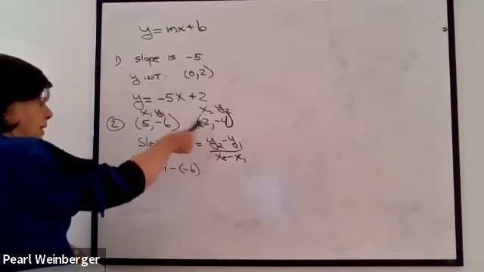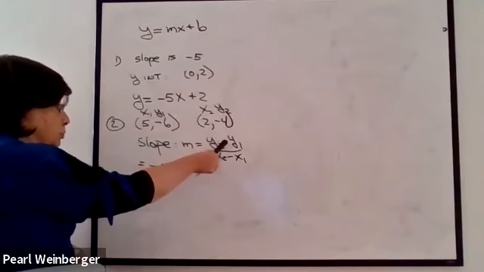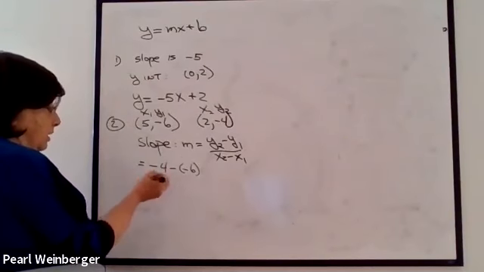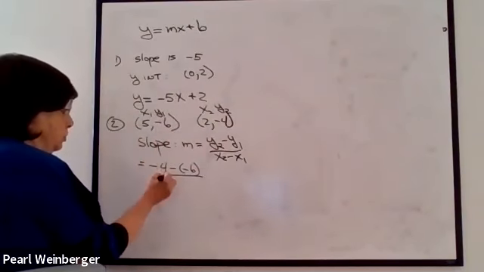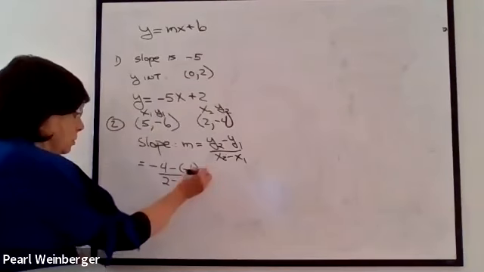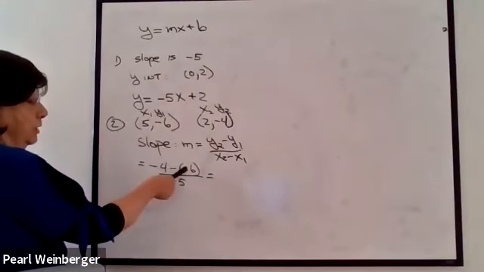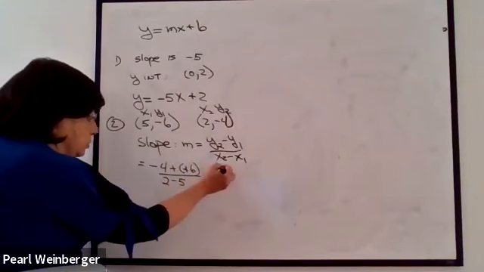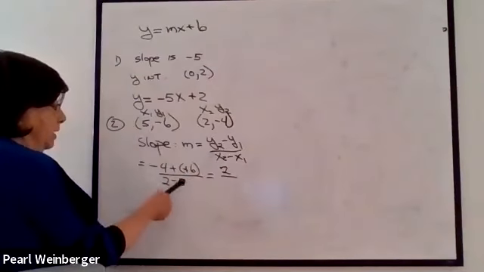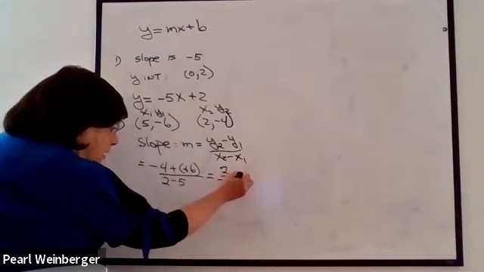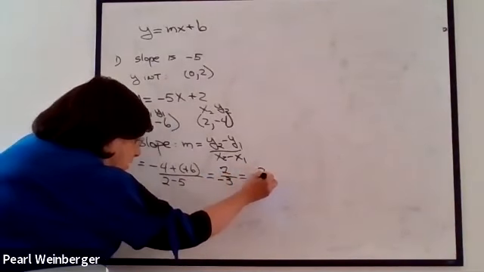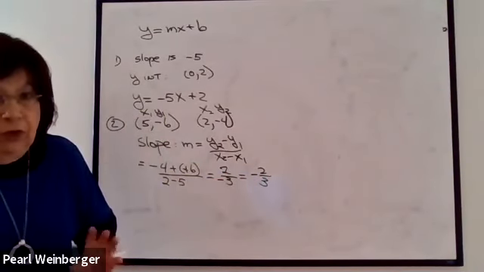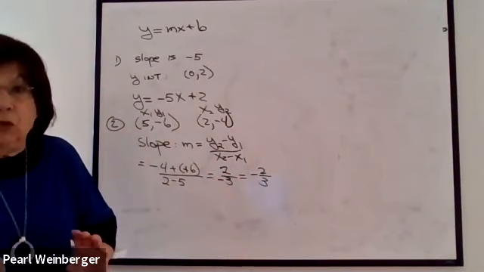Be very careful. It's going to be minus a -6 because you're subtracting the y1. So there are 2 negatives there. There's the subtraction and there's a negative number, over x2, which is 2, minus 5. Now remember, when you have 2 negatives, it becomes a positive. So this really becomes -4 plus 6, which is 2, over 2 minus 5, which is -3. And that means your slope of this line is -2/3.